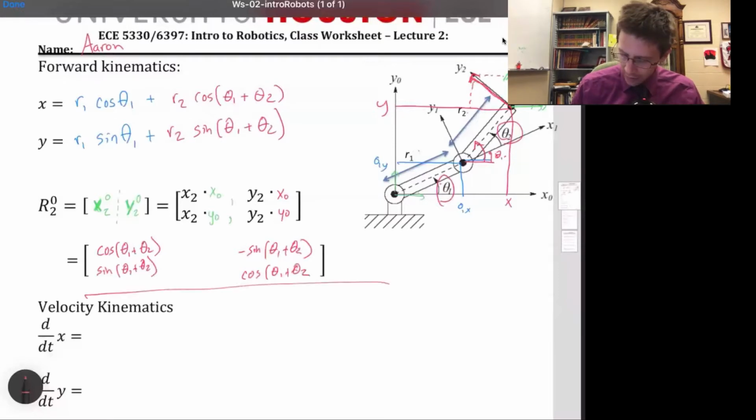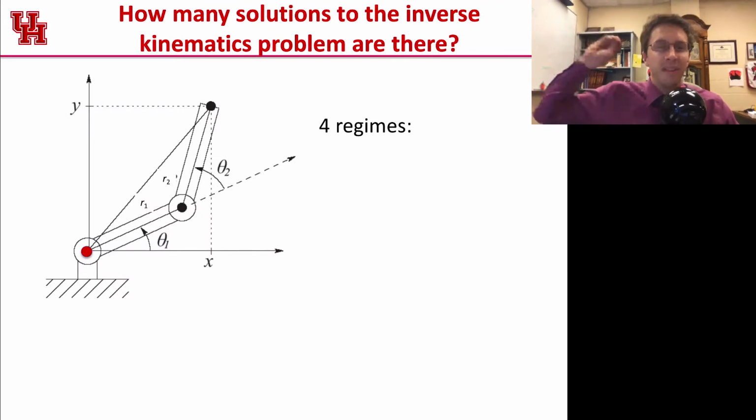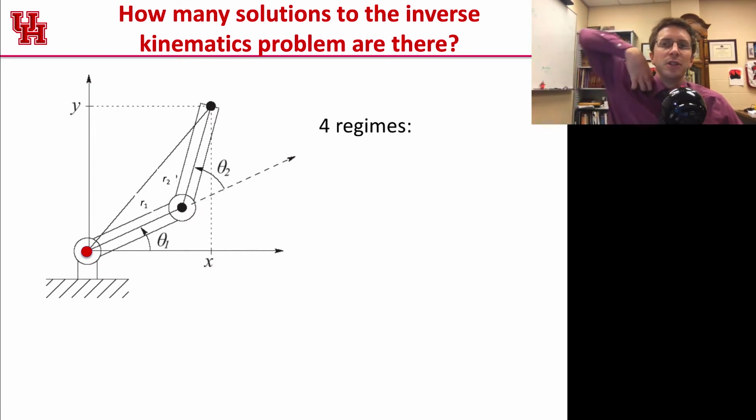All of this is forward kinematics. There are 4 regimes. If I want to put the tip of the robot back at the shoulder joint, it turns out there's an infinite number of solutions that can do that, because as long as theta 2 is equal to pi, then theta 1 can be anything from 0 to 2 pi.